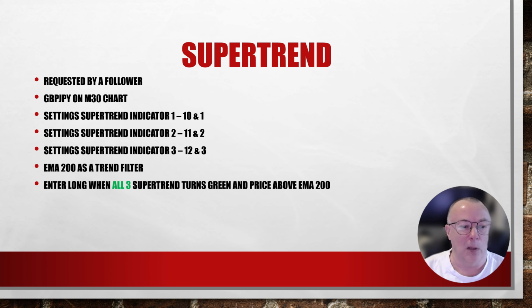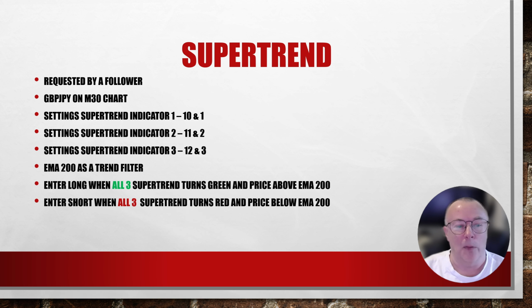So the entry conditions for long are all 3 Supertrend indicators are turning green and the price above EMA 200. The entry for short is when all 3 Supertrend indicators turn red and the price is below the EMA 200.